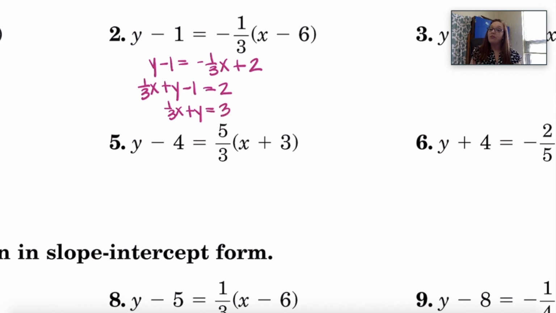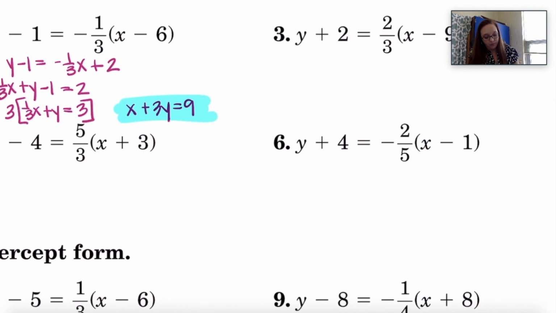The problem we have now is that you're not allowed to have fractions when you're in standard form, so I'm going to multiply, and I will write this step down. I'm going to multiply everything through by that denominator of 3. So that would give me x plus 3y equals 9. Okay, let's try problem 3.